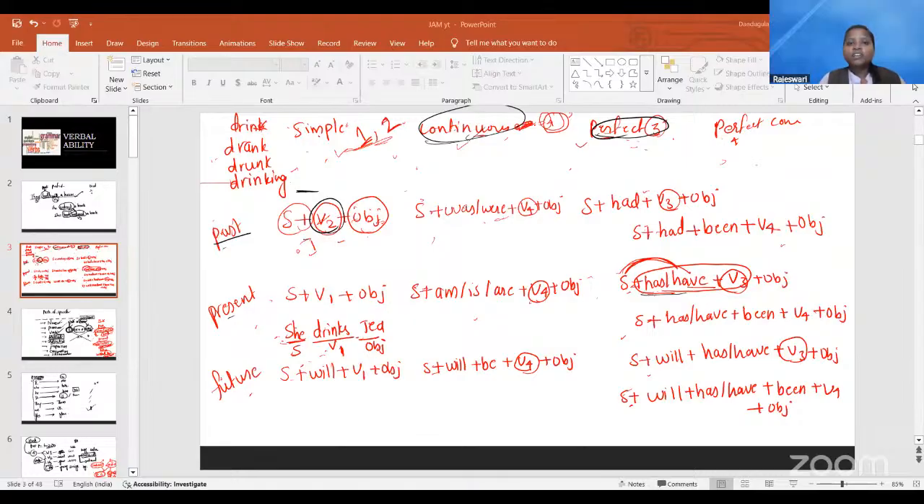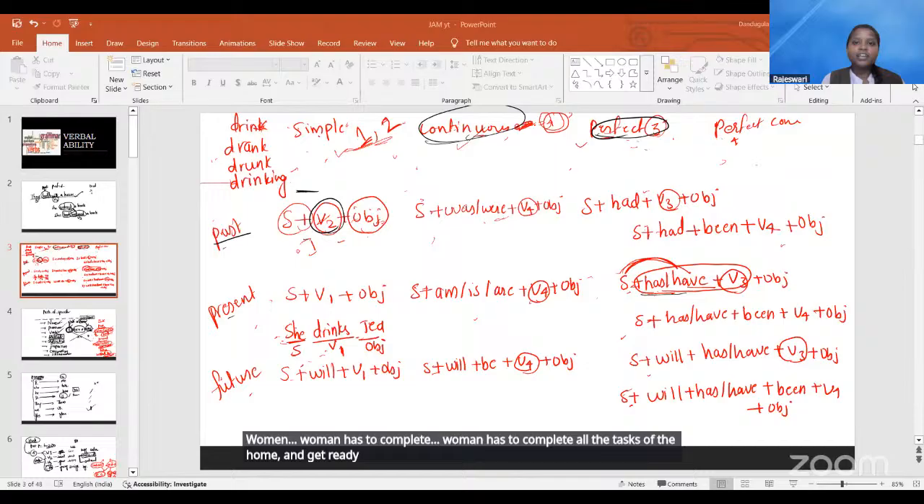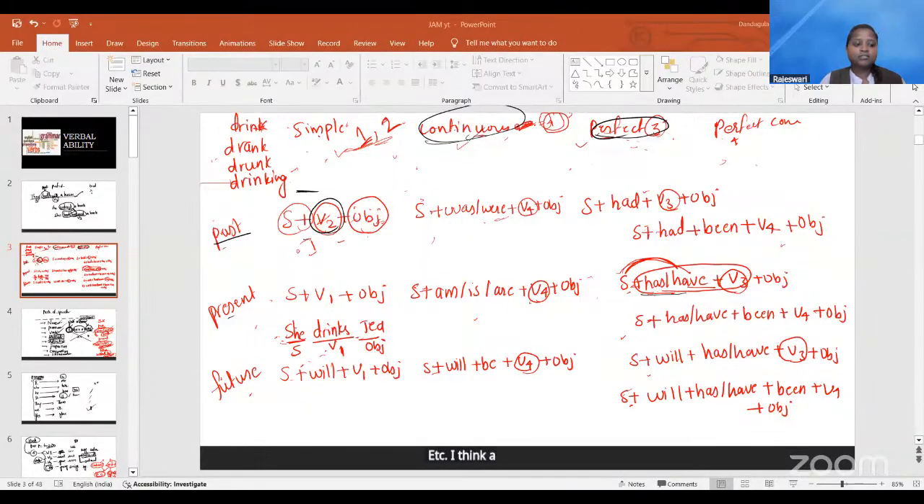Women have to complete all the tasks of the home, get the children ready, take care of the children and their parents, do the office work, and maintain social relationships, etc. I think a woman is the best.